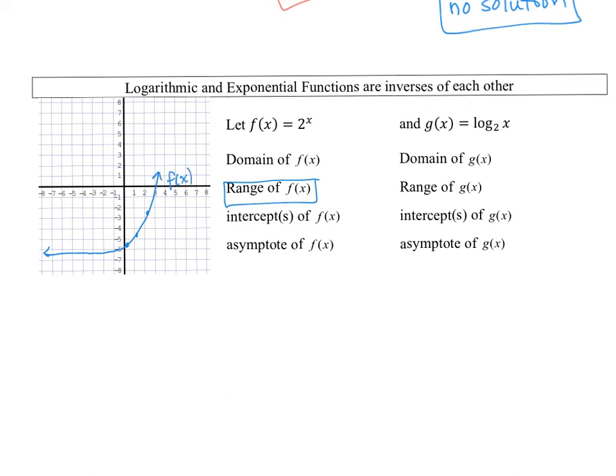Okay, the domain of f of x is negative infinity to infinity. The range is 0 to infinity because it doesn't cross that asymptote. The y-intercept is 0, 1. There's no x-intercepts. And the asymptote is at y equals 0.